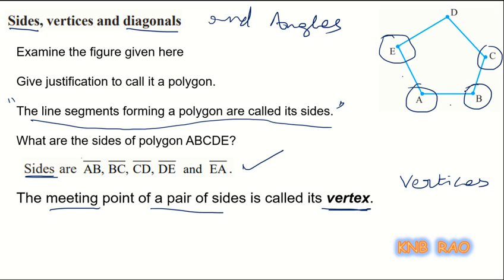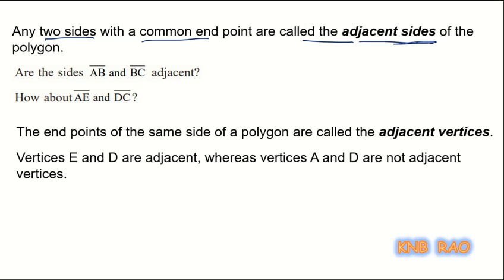pentagon. Remember children, how many vertices, that many pairs of adjacent sides. So, we have got a meaning of a pair of adjacent sides: any two sides with a common endpoint in a polygon. So, you can make this as a definition.